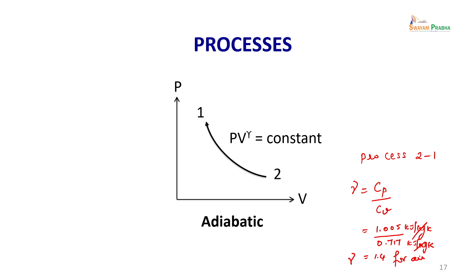Here the pressure P1 is greater than P2 and volume V2 is greater than V1, or in other words, P1 is greater than P2 and V1 is less than V2.